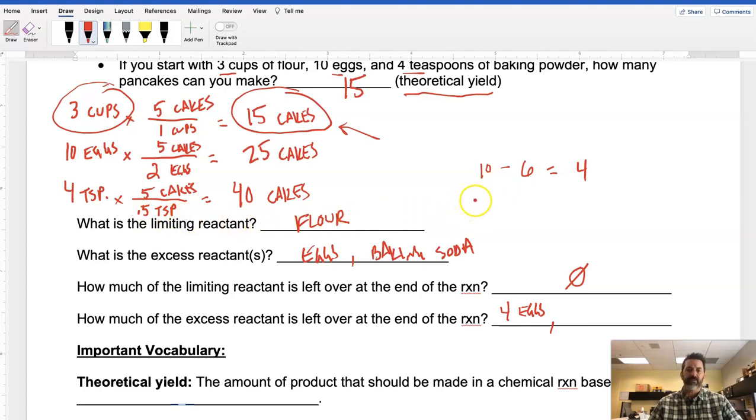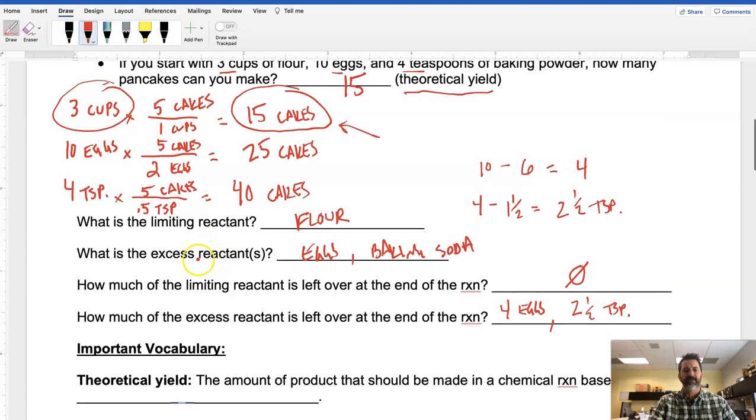I can do the same thing with my baking soda. To make 15 cakes, I need 1.5 teaspoons. I started with 4, and I need to use 1.5, so I'm going to have 2.5 teaspoons of baking soda left over. I can do that just by common sense, coming back and looking at it, but mathematically I can figure that out as well.